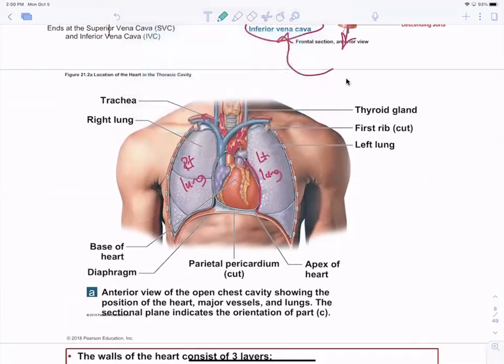The superior vena cava is returning, and you have two subclavian veins that then merge to become the superior vena cava. So you have two brachiocephalic veins, and we'll go over this when we get to circulatory, but I wanted to show you this. So two brachiocephalic veins. You have one brachiocephalic artery, two brachiocephalic veins.